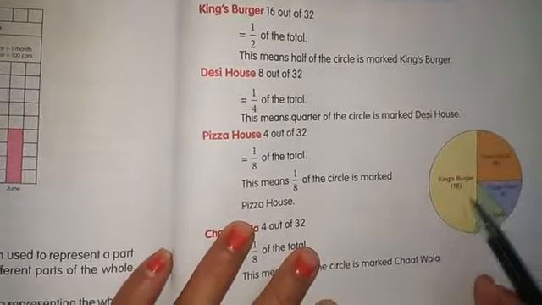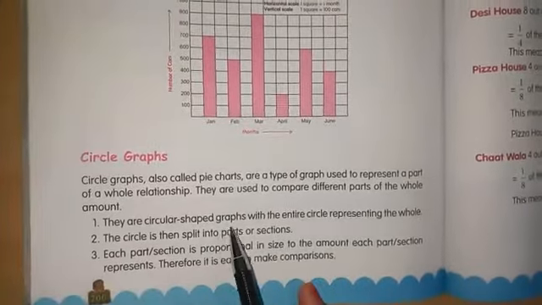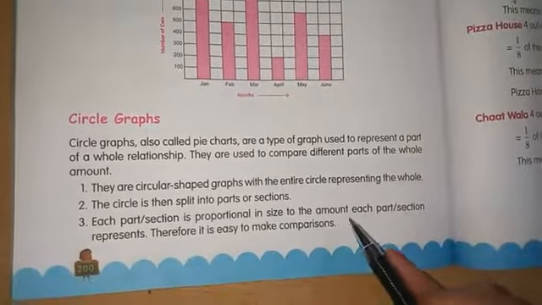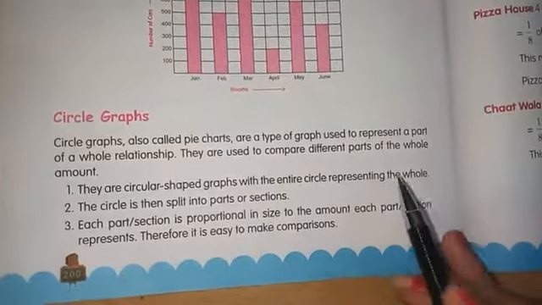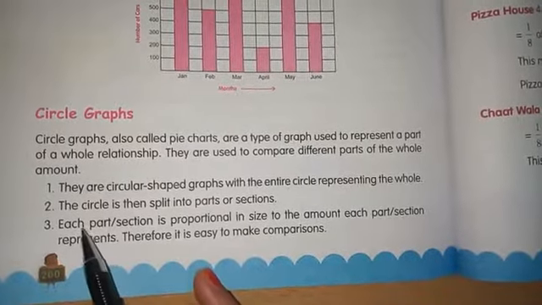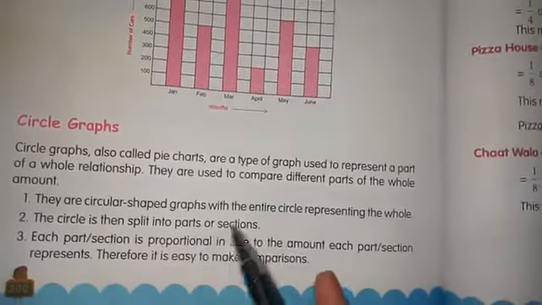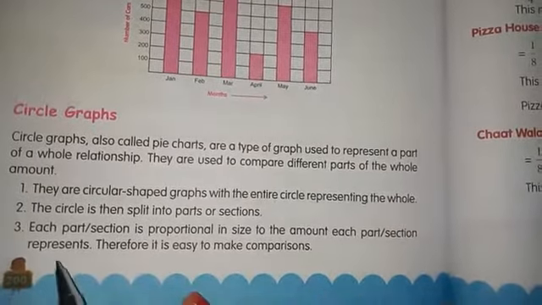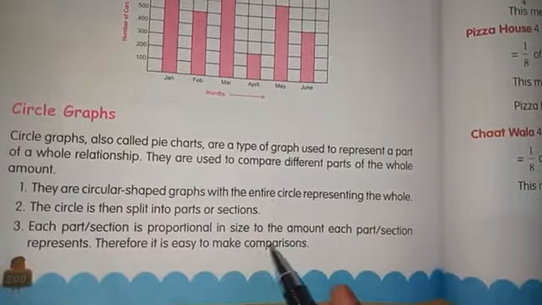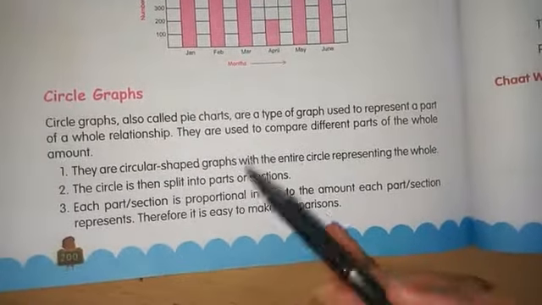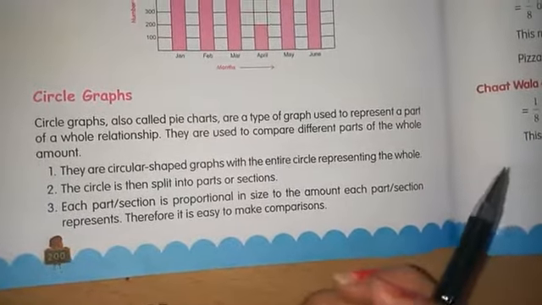You can see here there is given a circle graph, so by this picture we can tell that which have more, which have less. Okay, so first point is there, they are circular shape graphs with the entire circle representing the whole. Okay, circle shape ka graph hota hai jisme pura circle whole ko, pure ke pure total kitne hain usko represent karta hai. Okay, then the circle is then split into parts or sections. Circles ko alag alag parts mein divide kar diya jata hai, clear? Then each part section is proportional in size to the amount each part section represents. Okay, ye each parts ko jo hai alag alag jitna amount hota hai, according to the amount their size is given.